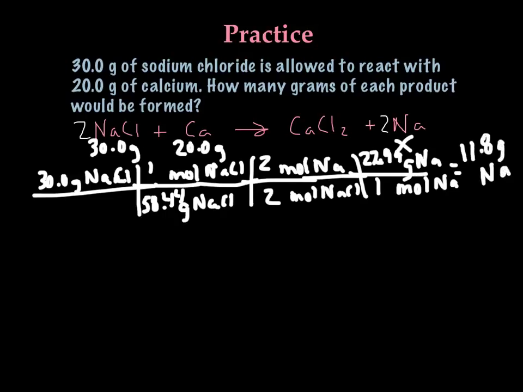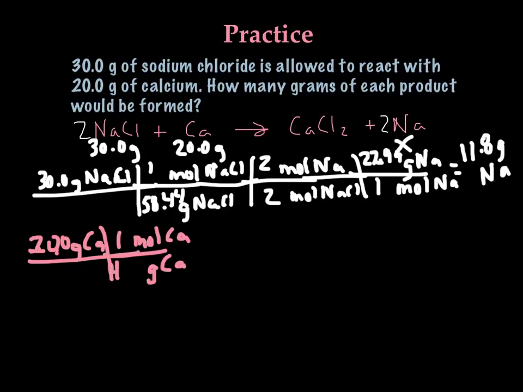What that means is if all of this 30 grams right here reacted, then I could produce up to 11.8 grams of Na. So now I'm going to do another action line, and I'm going to start with my 20 grams. I've got to find out what if 20.0 grams of Ca reacted. Sorry about the messiness here. So I'm going to change my grams of Ca to moles of Ca. 1 mole is 40.08 grams of Ca.